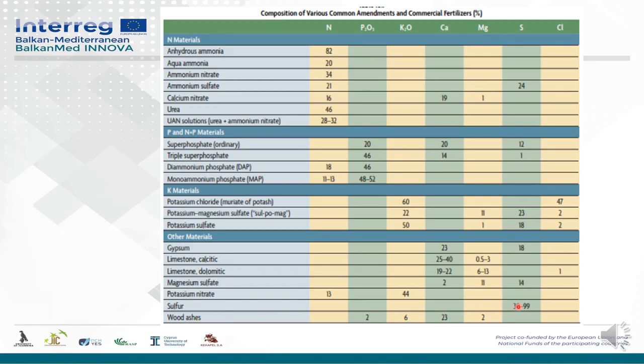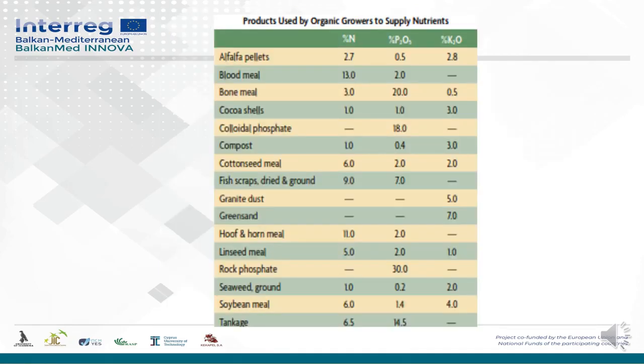Sulfur can be used. However, remember that in organic agriculture, we aim to supply nutrients mainly based on rotations, based on green manure, animal manure, use of compost. I mean, mainly based on the recycling of the nutrients within the farm, with the objective to minimize the use of external inputs or external supply of nutrients.